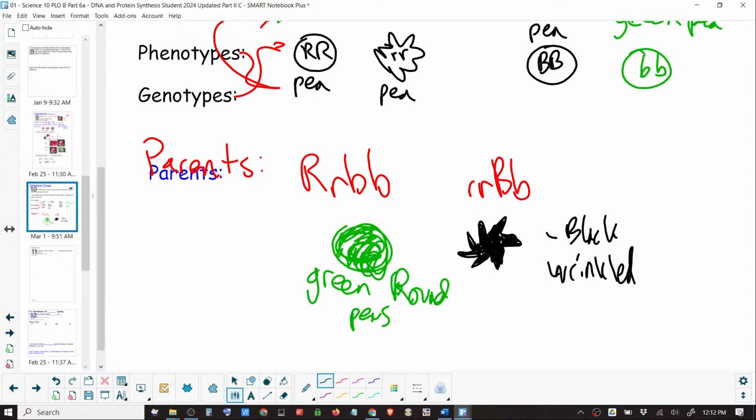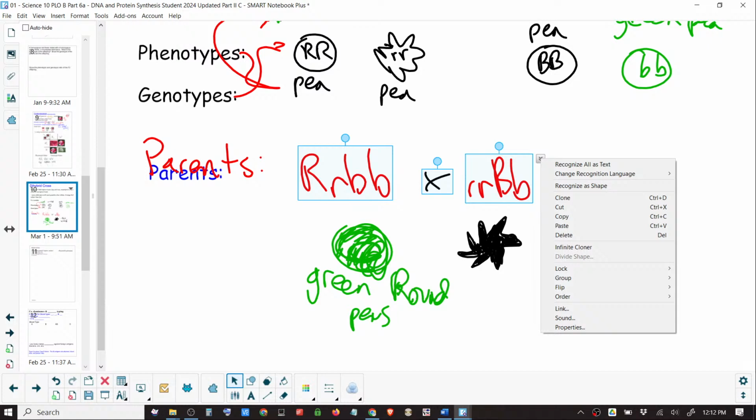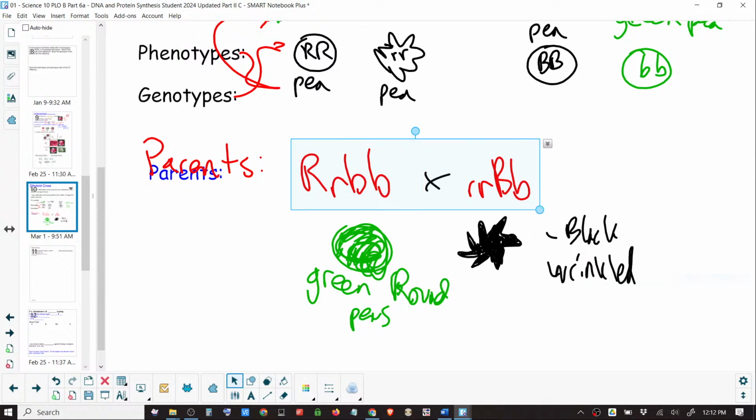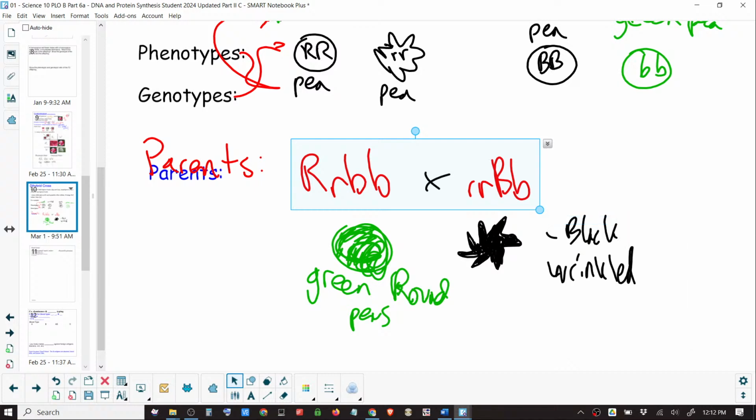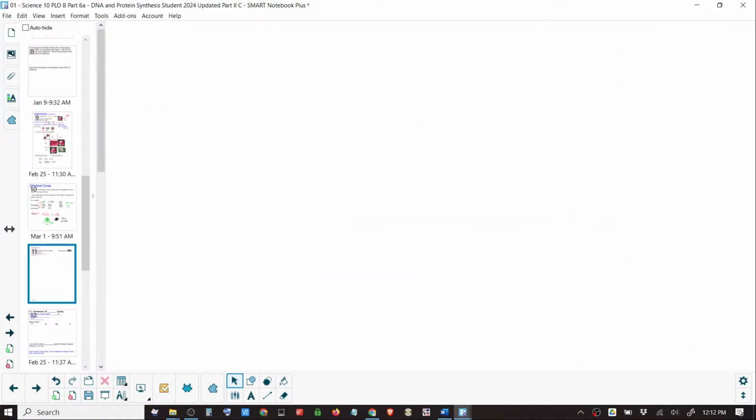And we are going to breed these together. I didn't know if you'd have enough room on this page, so turn to the next page.